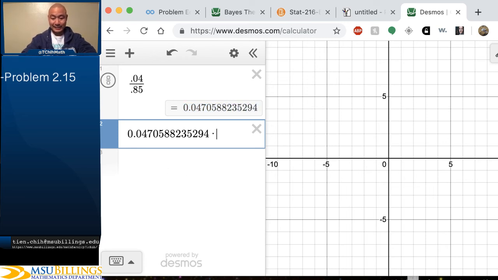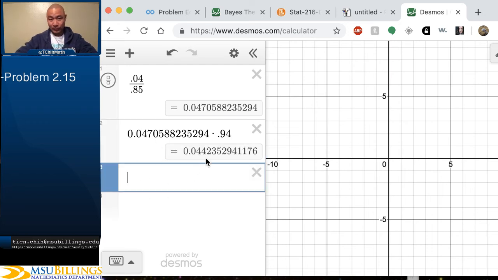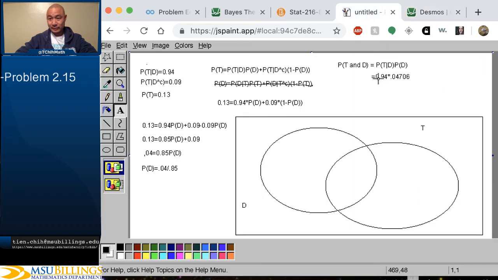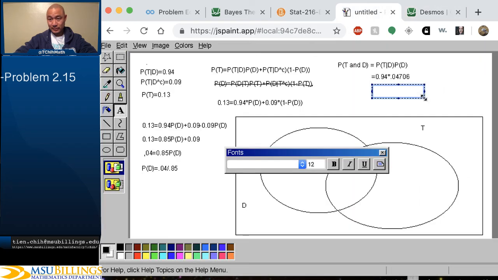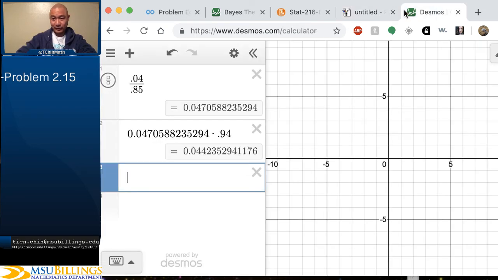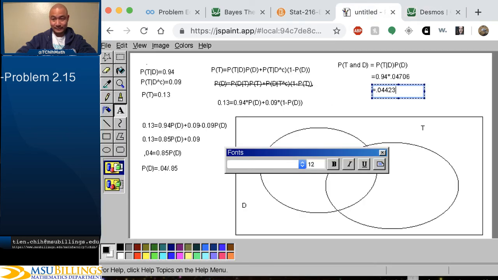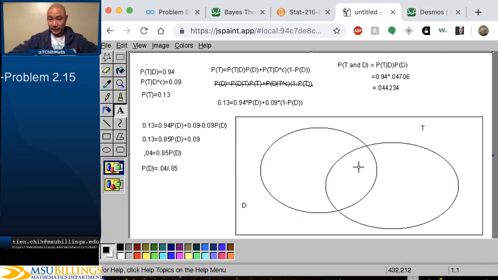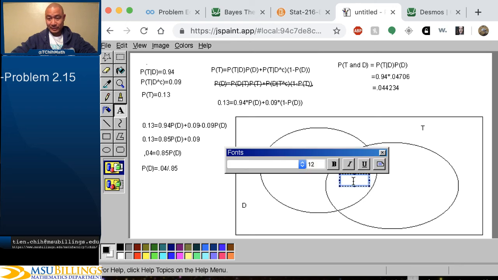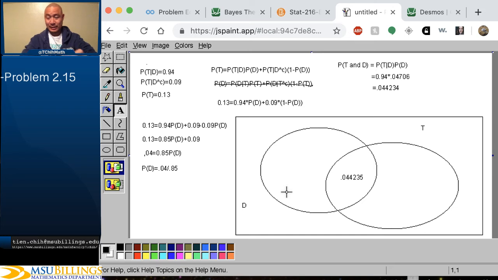And we want to know what that is. That's about 0.044235. Yep. Okay. So I can go to my Venn diagram here, go in the middle here, and type 0.044235.